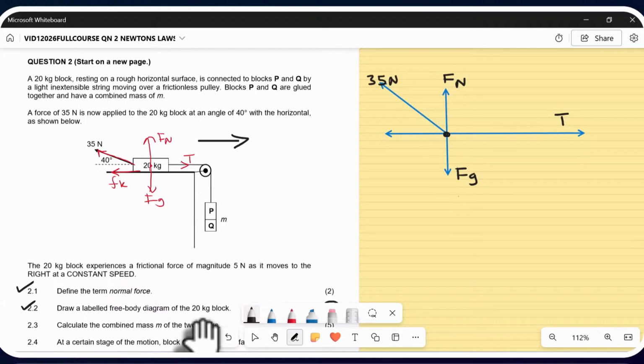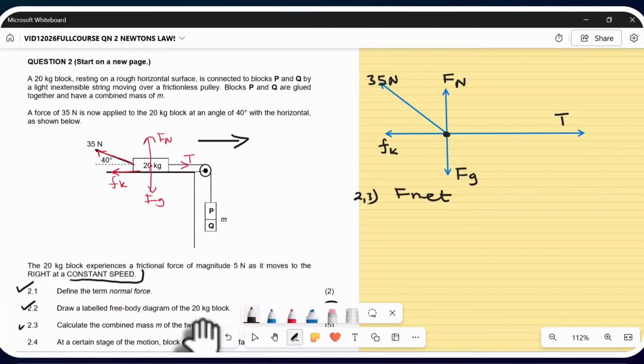Now they say here, calculate the combined mass M of the 2 blocks. Because they're moving at a constant speed, it means 0 acceleration, and so for that matter, our F net equals 0. So our F net, which equals ma, will give us 0.